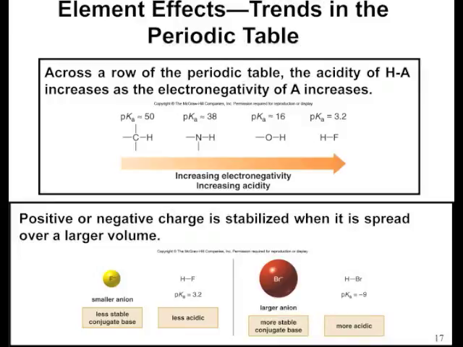Element effects are simple. Look at the electronegativity of various elements. If we have an element-hydrogen bond, then the higher the electronegativity of the element which is bonded to hydrogen, the stronger is the acid, meaning the smaller is the pKa.